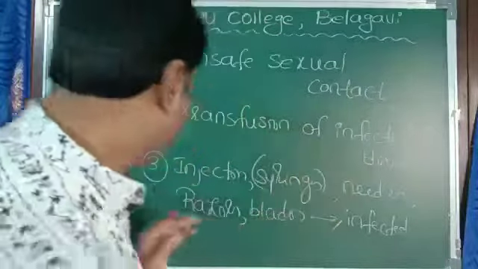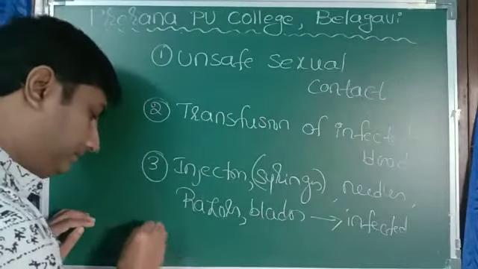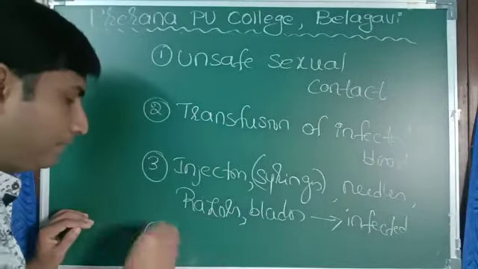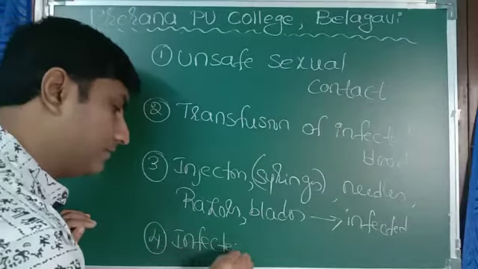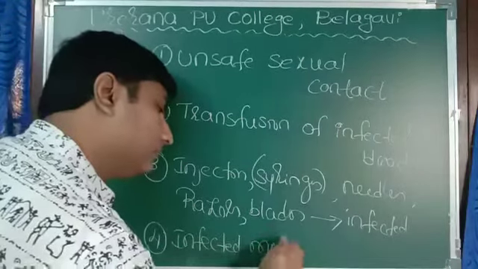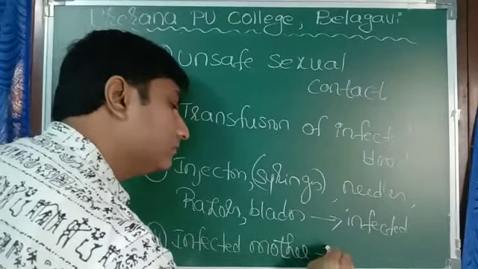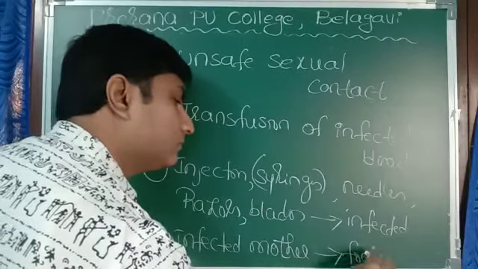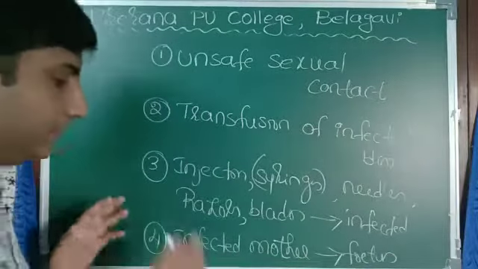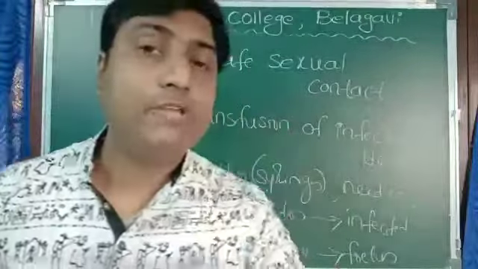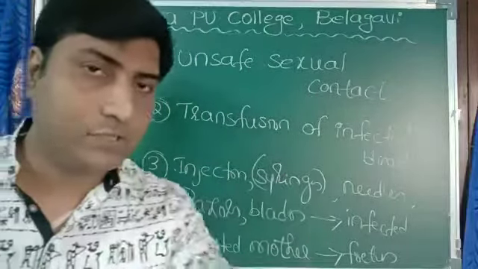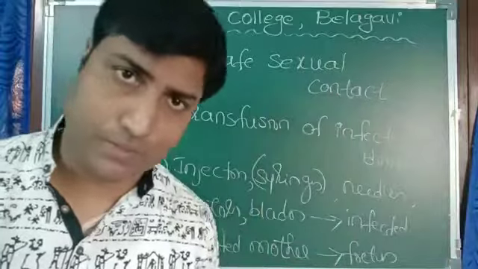And the last one, the fourth method, from infected mother to her fetus. So these are the only 4 methods by which AIDS gets transmitted. Otherwise, there is no 5th method for the transmission of AIDS.